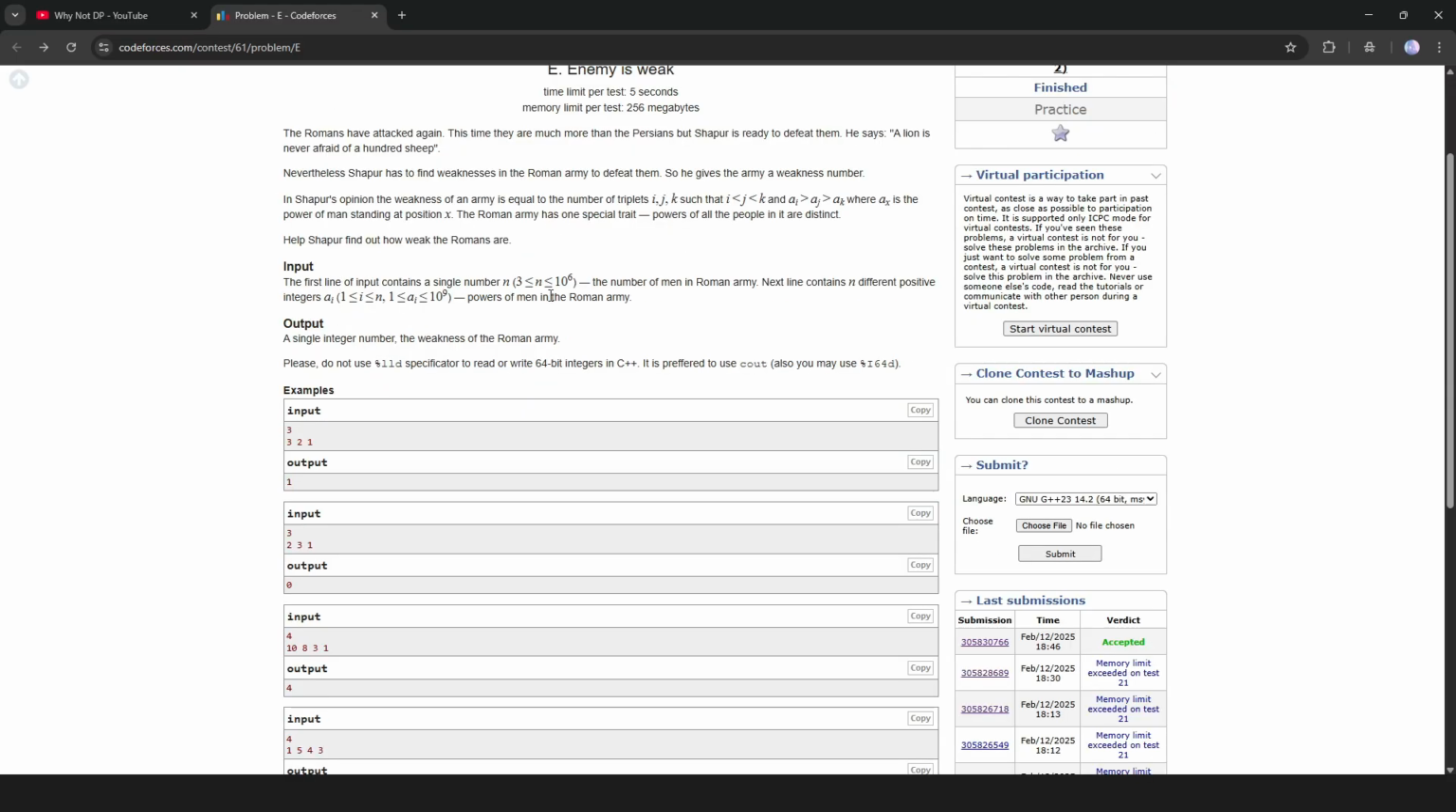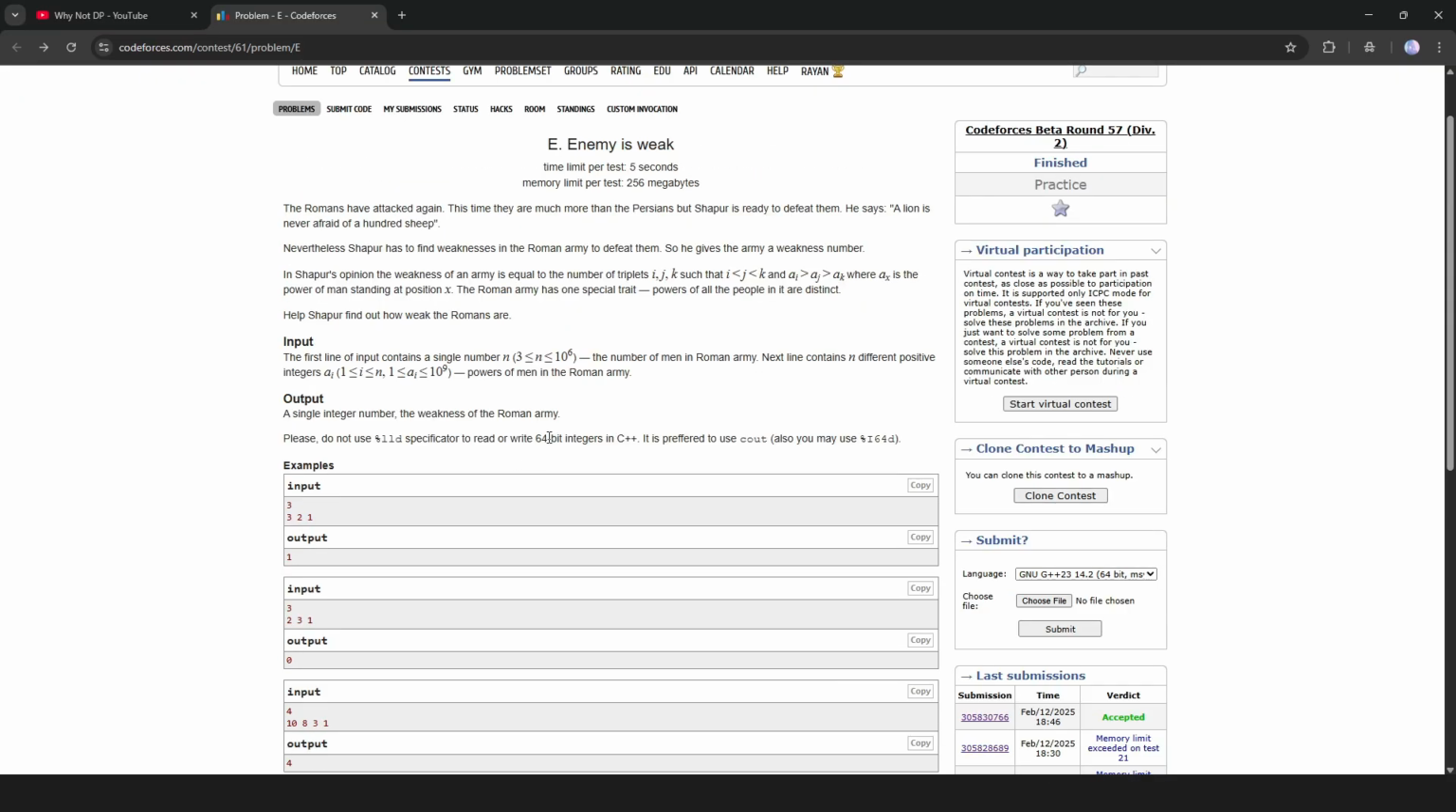In the input we will just be given an integer n that can go up to 10^6, which represents the number of men in the Roman army, that is the size of the array, and then we will be given the array, that is the powers of the men in the Roman army. In the output we have to determine the weakness of the Roman army, that is the weakness of the given array. The problem is quite straightforward: for every array we just want to determine the number of triplets i, j, k which satisfy these two conditions simultaneously.